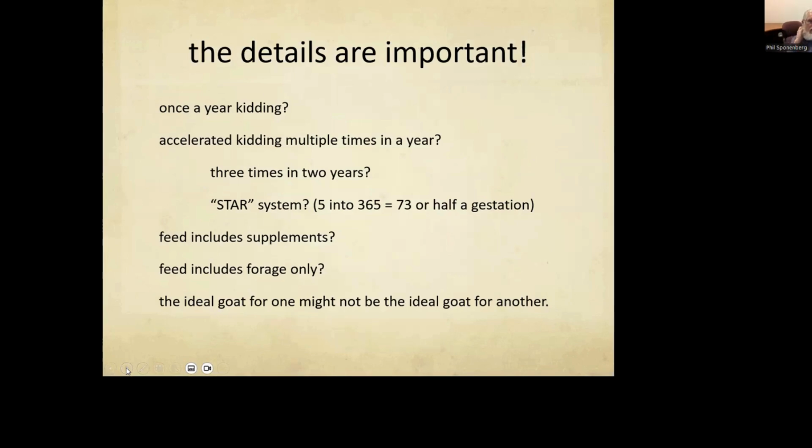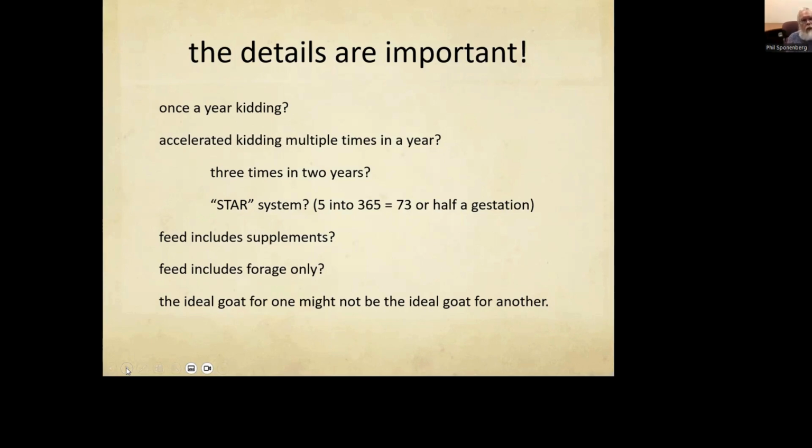And the details are extremely important. You have to decide what system you're going to have and what your goals are. So are you going to kid once a year? That's going to be fairly easy. Or are you going to have accelerated kidding? Are you going to kid multiple times in a year? There are different ways to do this. One of those is you can do 3 times in 2 years. Basically, you're going to put the bucks in usually every 4 months for a month. And so a doe could actually kid 3 times in 2 years under that system.